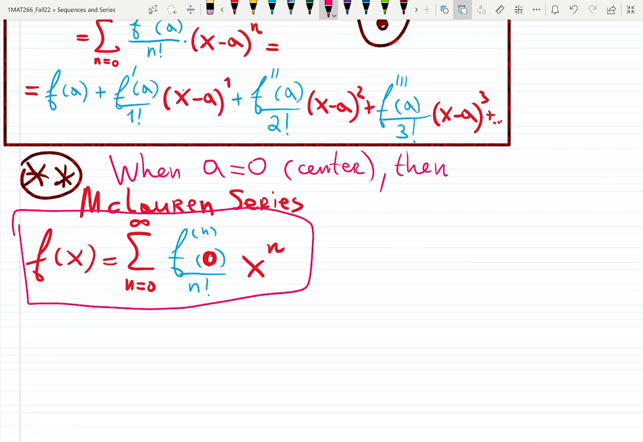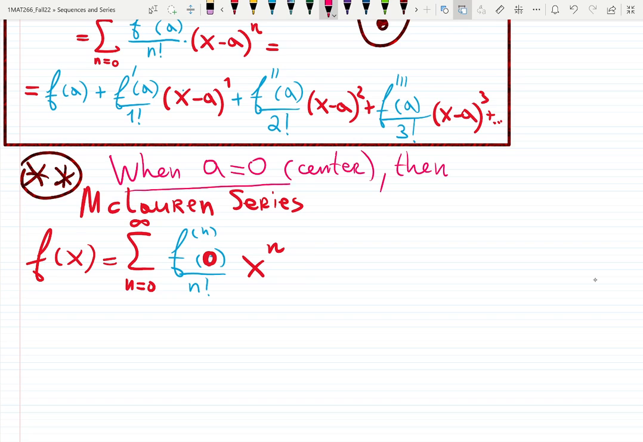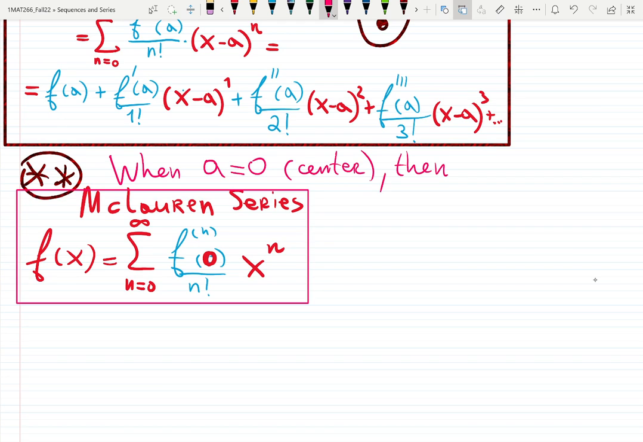So Taylor series is a general case, usually called with a shift. Taylor can be shifted to center 5, 7, minus 3, while McLaurin series only works with center 0, which is, again, just Taylor series with a center 0. But okay. What do you think about this for now?